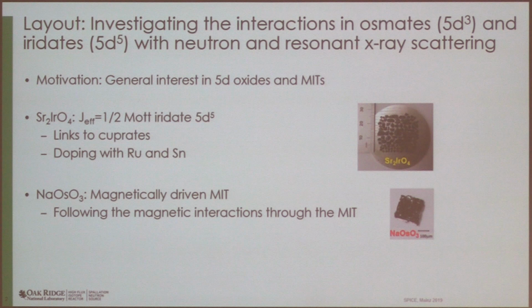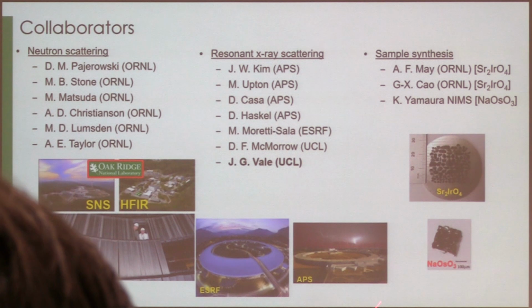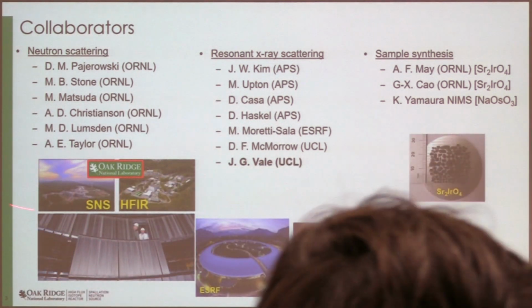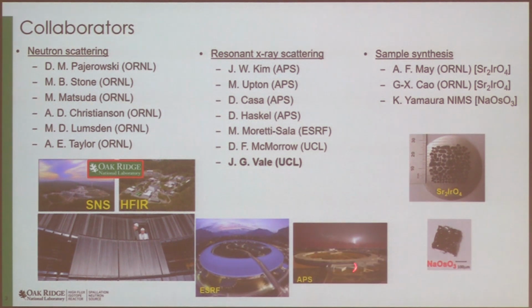I'll begin with a very brief introduction. This work has been going on for some time and has involved a lot of collaborators. I just want to list them all up here and point out where the work was done at Oak Ridge: the spallation neutron source, the high flux isotope reactor, as well as synchrotron sources.